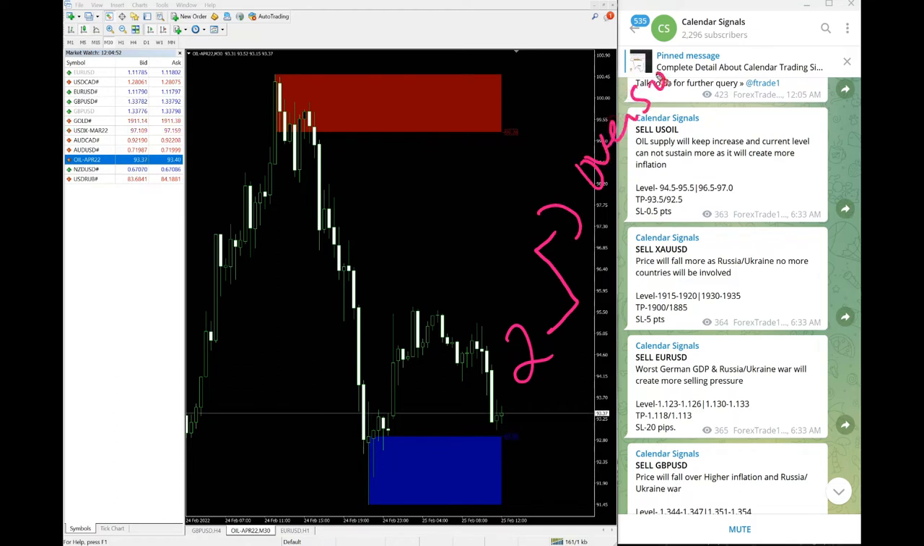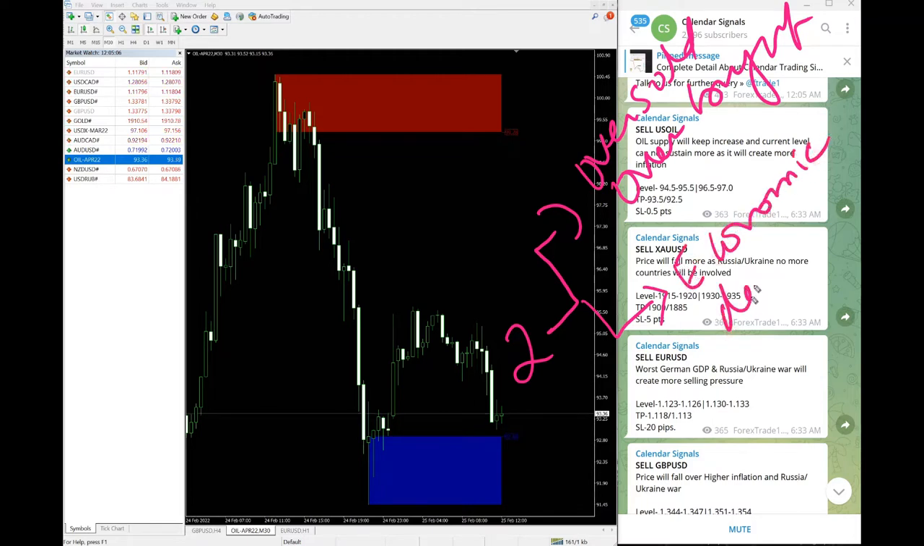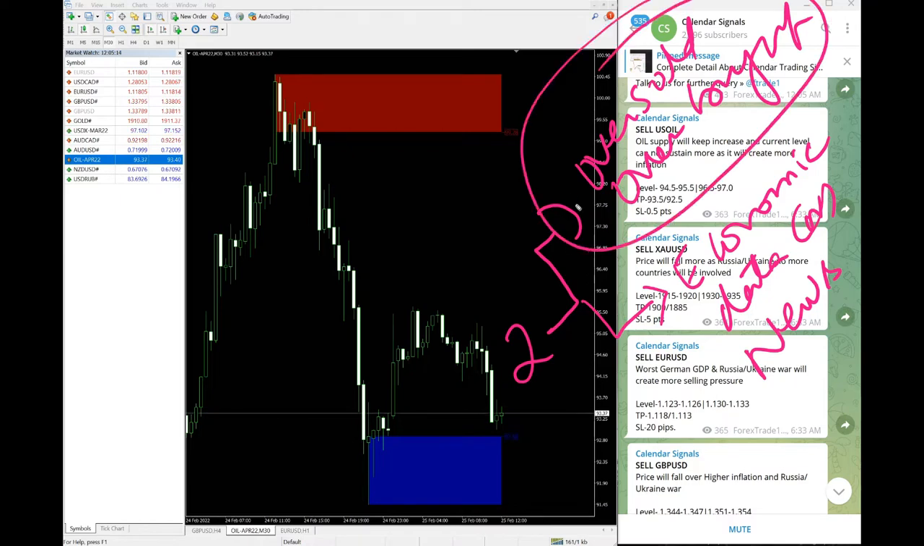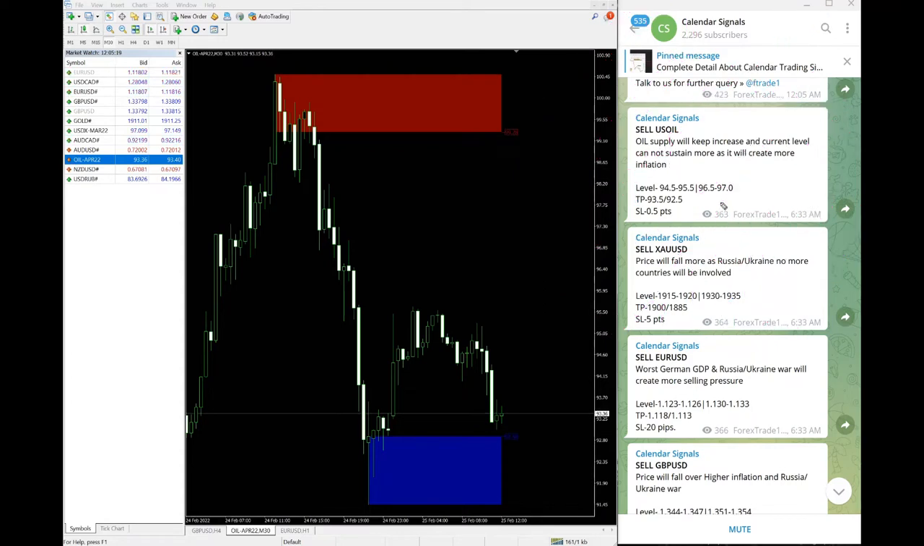Oversold or overbought condition, and then another important reason is economic data or news. So based on these reasons, oversold, overbought, and then economic data or news, we are giving signals on this calendar signals channel.